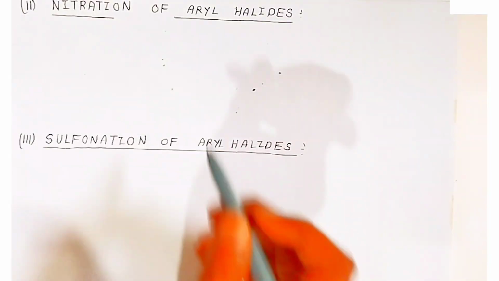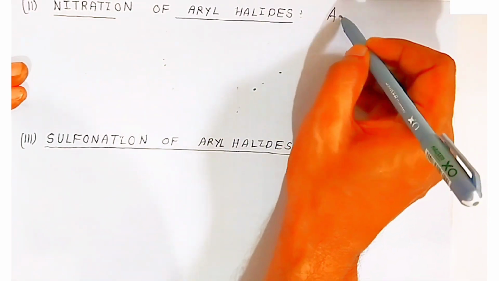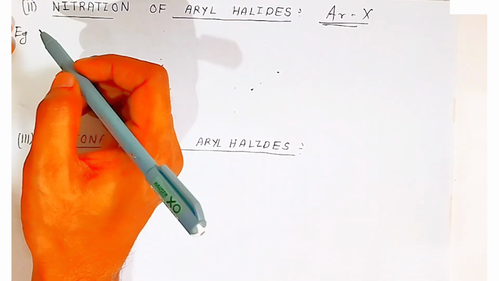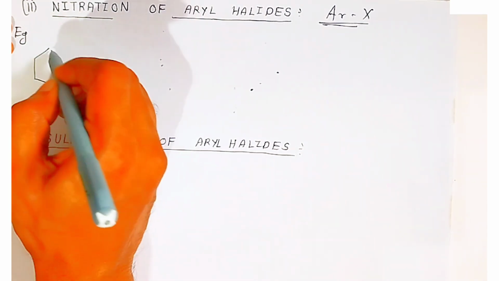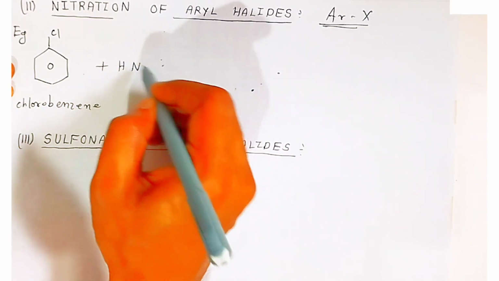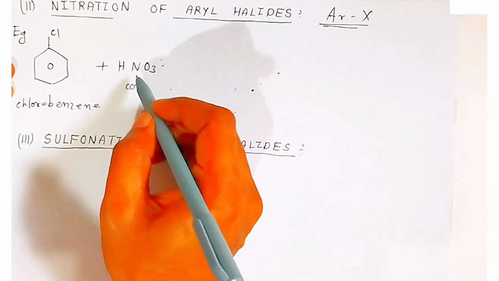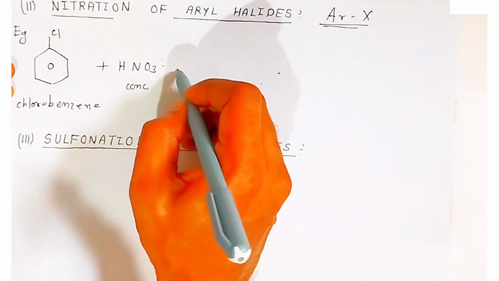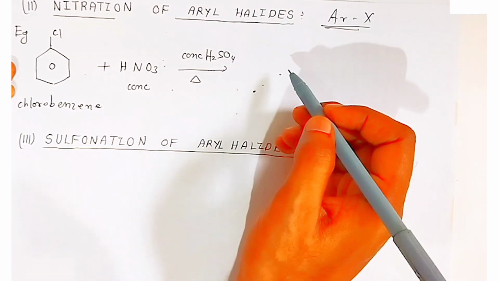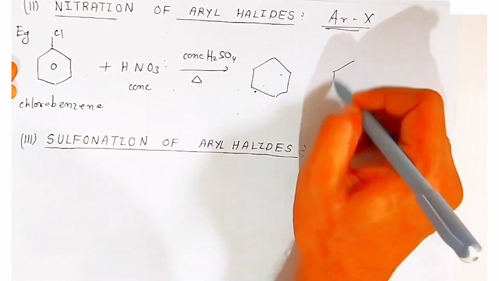Okay students, now we are going to see the nitration of aryl halide. Here, students, a very simple example I am taking, that is chlorobenzene. What happens, students, when chlorobenzene reacts with HNO3, when you add concentrated HNO3 in presence of concentrated sulfuric acid and just heat it? There is a formation of 2 types of product.